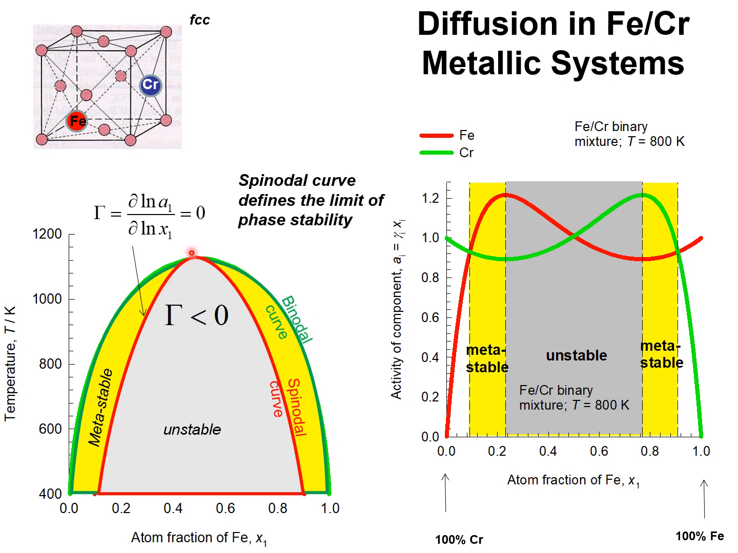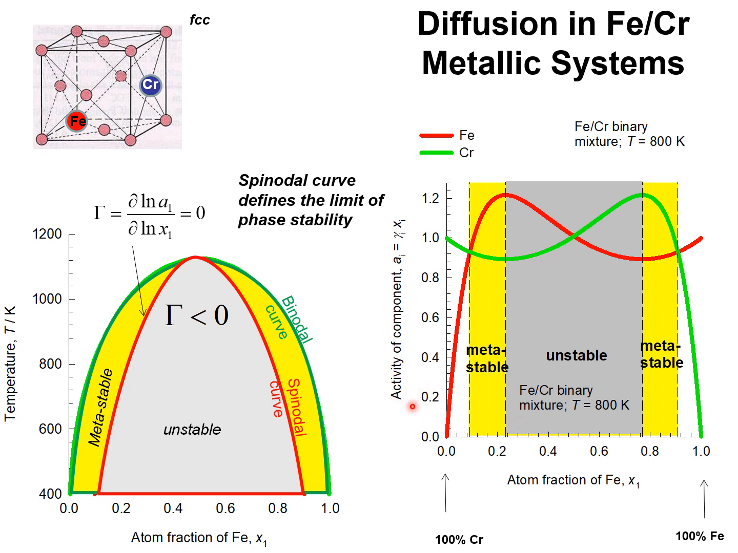For all temperatures below 1100 Kelvin, the system splits into two phases. The green line shows the binodal curve, and the red line shows the spinodal curve. Along the spinodal curve, the thermodynamic correction factor is 0. And for the region indicated in gray, the thermodynamic correction factor is negative. It also suggests that the Fick diffusivity is negative in this region. That would lead to uphill diffusion.